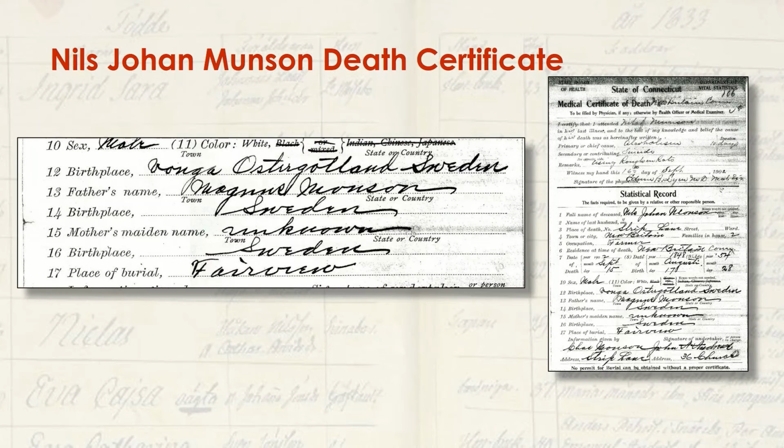Down a little bit further, it gives his birthplace, which, like I said, you really need a starting point. You need the county, something. Otherwise, you're just going to be searching records. The parish is the best starting point. It also lists his father's name as Magnus Munson, and his mother's name is unknown.